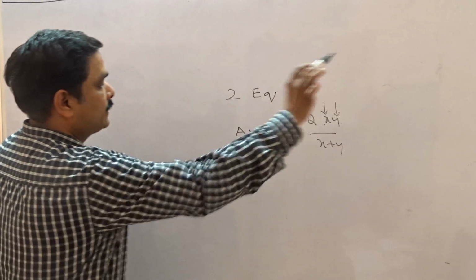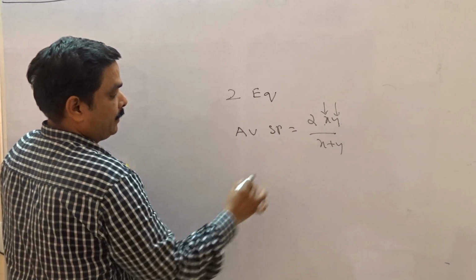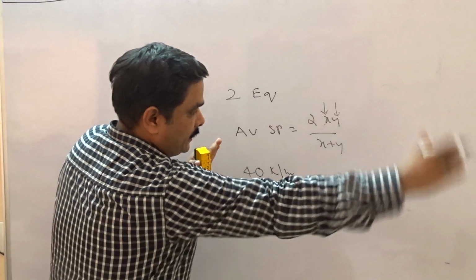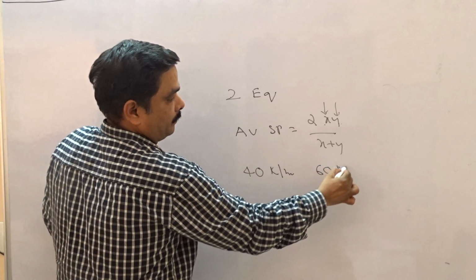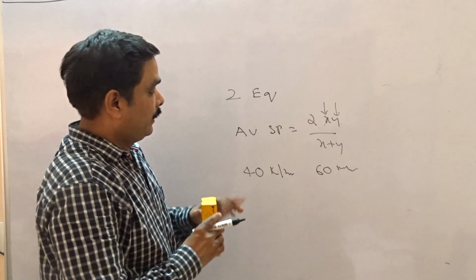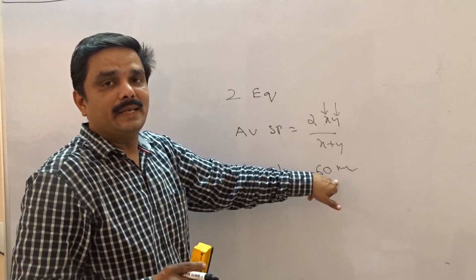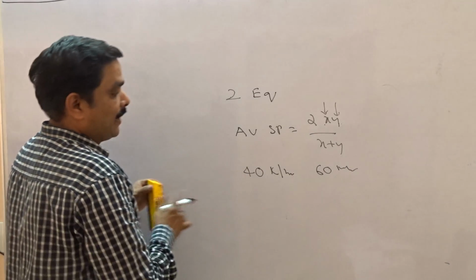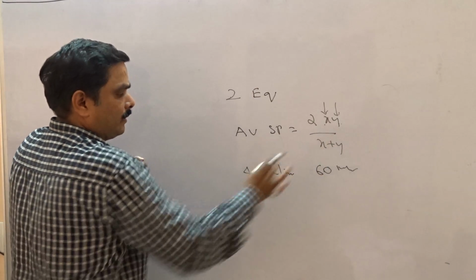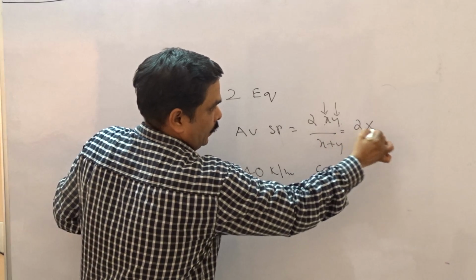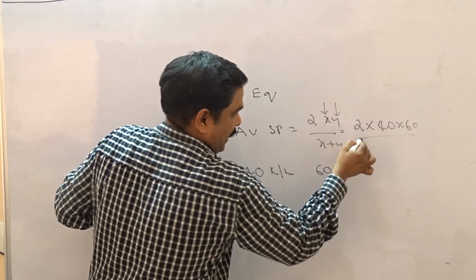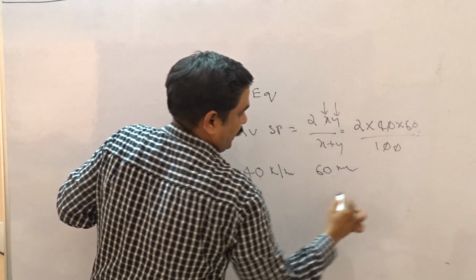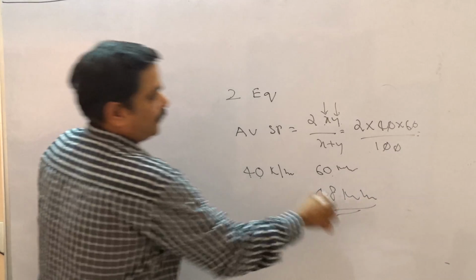For example, a person travelled a distance with a speed of, let us take 40 kilometers per hour, and an equal distance at 60 kilometers per hour. Alright, in this case what happened? In both cases, the distance travelled is the same. The distance is being divided into two equal parts. So the average speed is equal to 2 into x into y by x plus y, that is 100. So my answer is going to be 48 kilometers per hour.